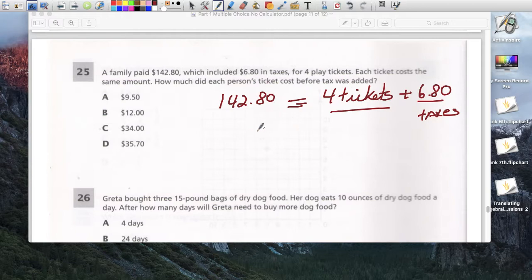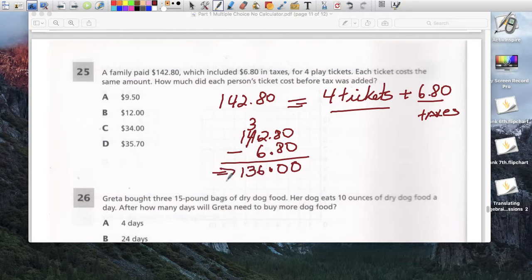So let's find out what it was without the taxes. So $142.80 minus, let's take away the taxes. If I subtract this, remember, line up your decimal, 0, 0, borrow, 3, 6. So before the taxes, just the tickets was $136.